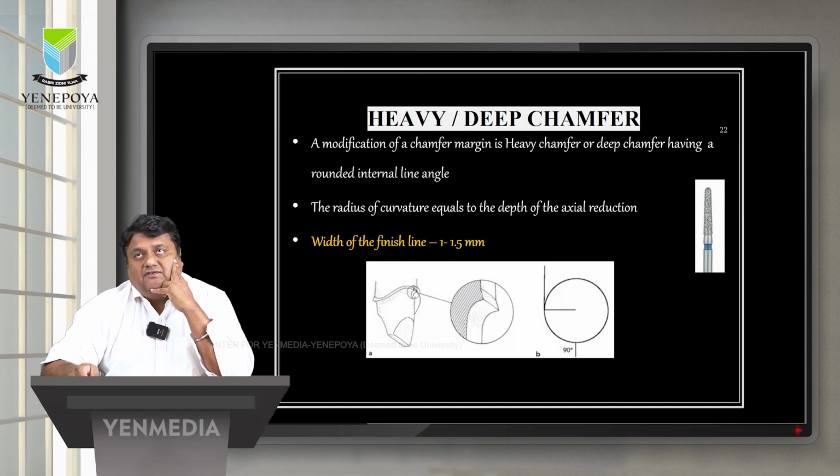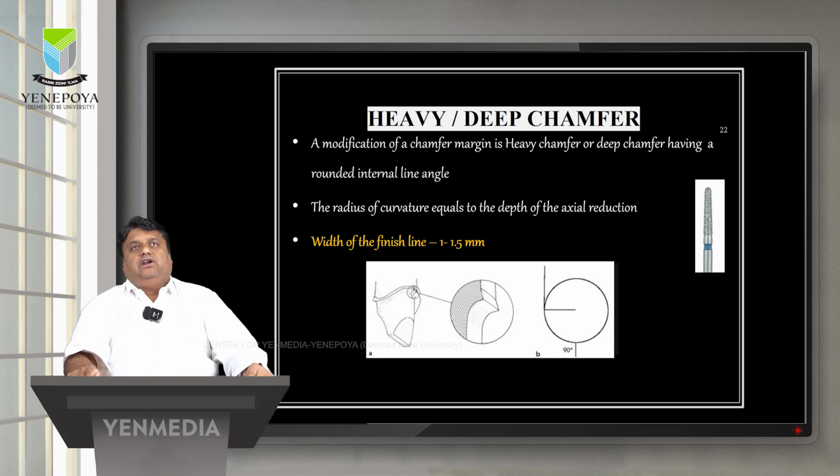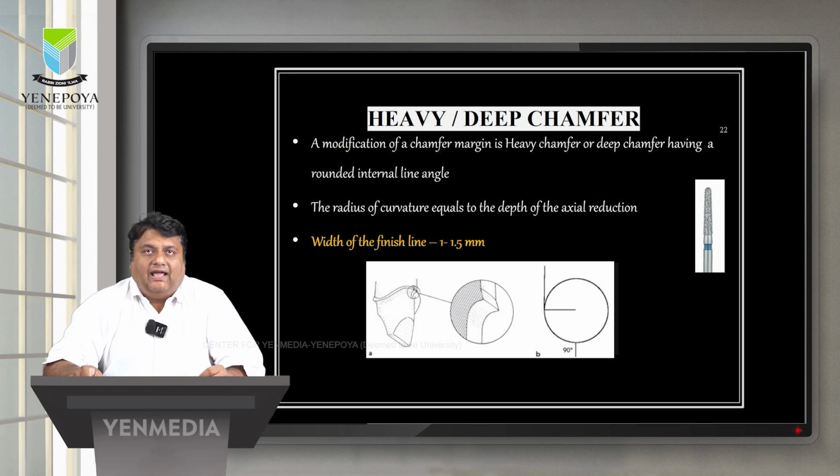So a modification of your chamfer is a heavy or a deep chamfer. The only difference is it has a rounded internal angle. Now you need to see what the difference is in the bur. We said that in the case of a chamfer, we use half the width of the bur. When you are using a heavy chamfer, you need to take a size which is slightly larger than the one used to make your regular chamfer. So that's the only difference.